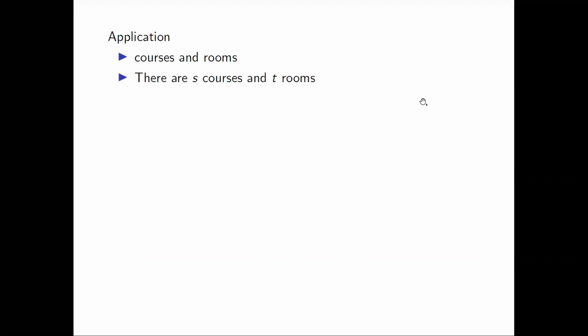So one application of matchings in bipartite graphs specifically is this application when you have a bunch of courses and a bunch of rooms, like at a high school or a college, for example. And we assume there are S courses and T rooms. And we're also assuming that all of these courses meet during the same time period. So like back in high school, if you had like 7 or 8 time periods, we're talking about just the courses for one of those time periods, like the period 4 courses.